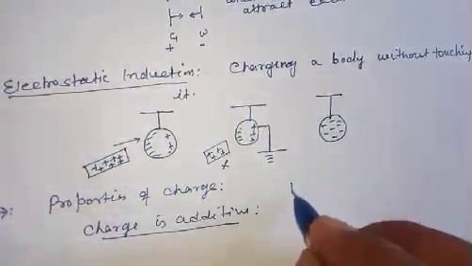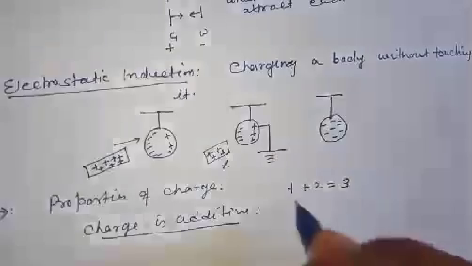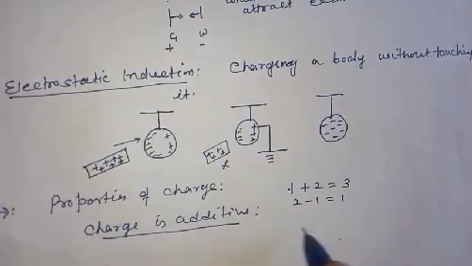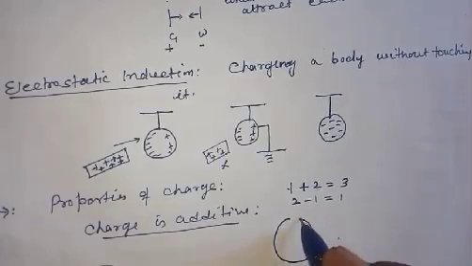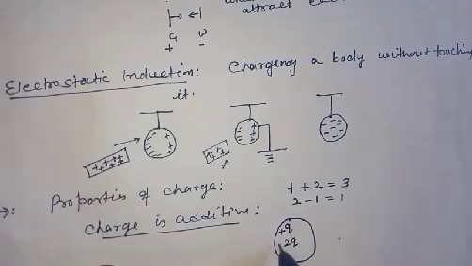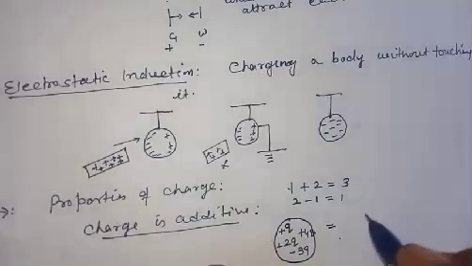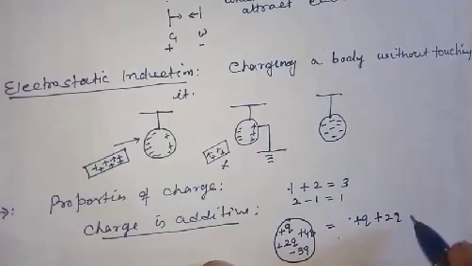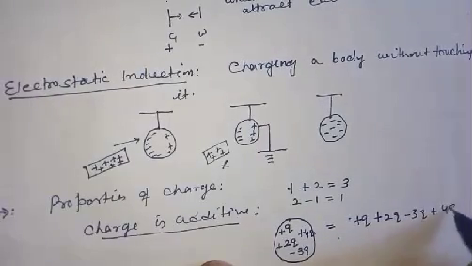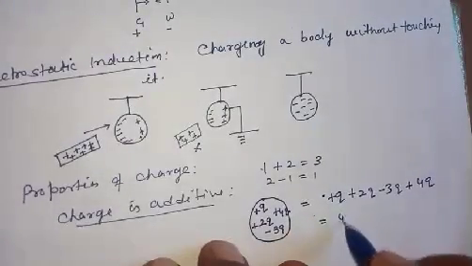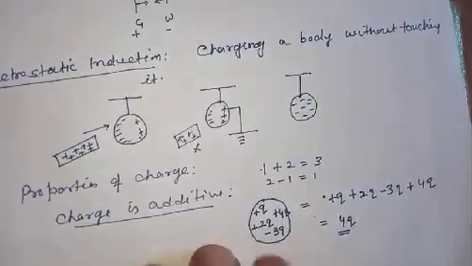Like you add 1 plus 2 equal to 3, or 2 minus 1 equal to 1. In this way you can add all the charges. Suppose you have charges like plus q, 2q, minus 3q and plus 4q. The net charge will be simply adding these: plus q plus 2q minus 3q plus 4q. When you add all these, you will get the answer 4q. So charge is additive.